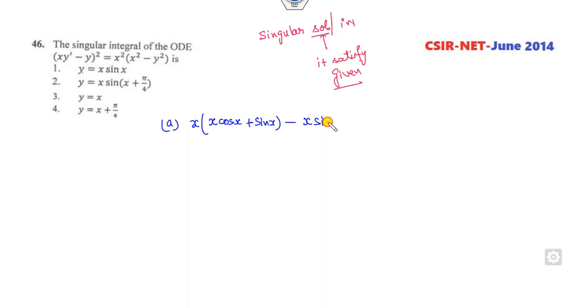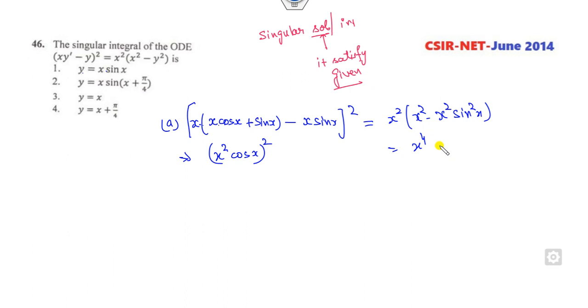So what is the LHS? If we open them, x square cos x, x will be cancelled out, x square cos x whole square. Can it be the right hand side? It can never be. You can see x square sin square x. So it will be x square, 1 minus sin square is cos square. So it's satisfied. Look at this option, y is equal to x.